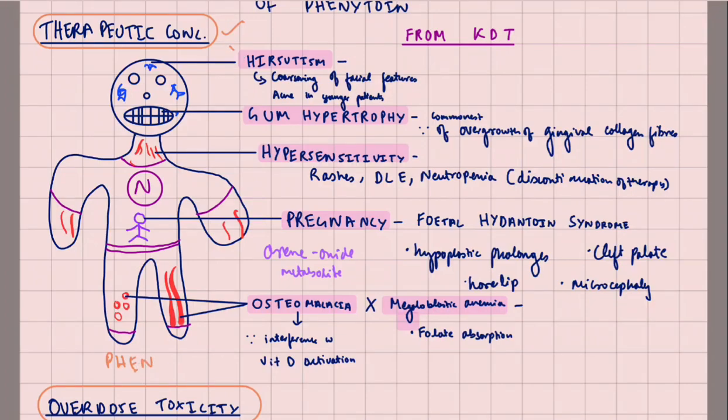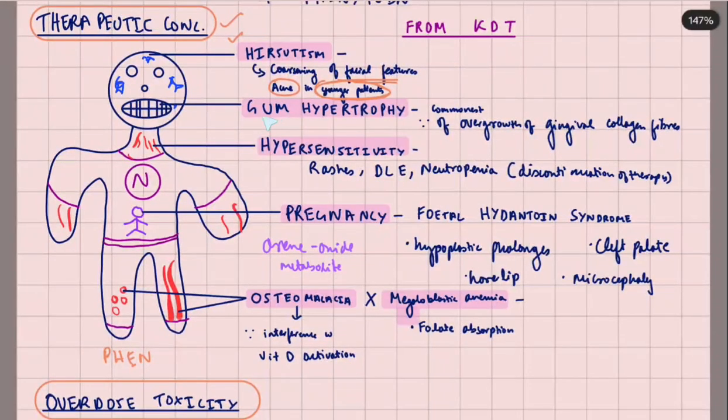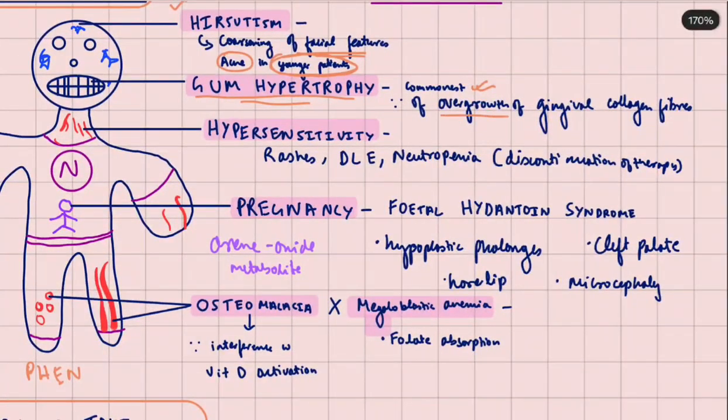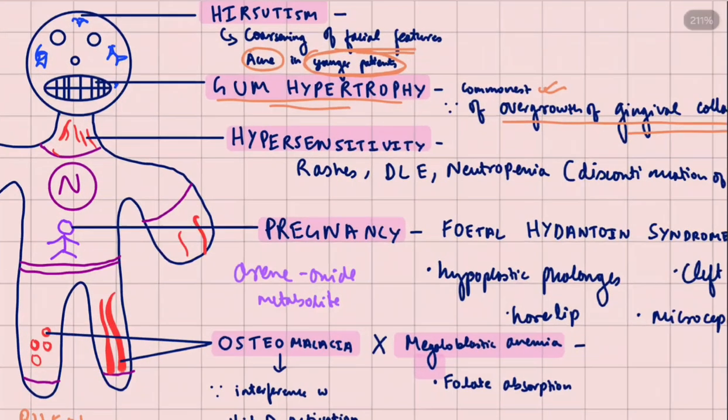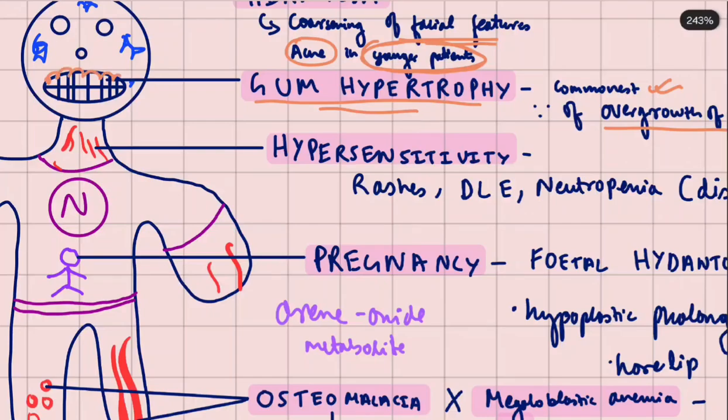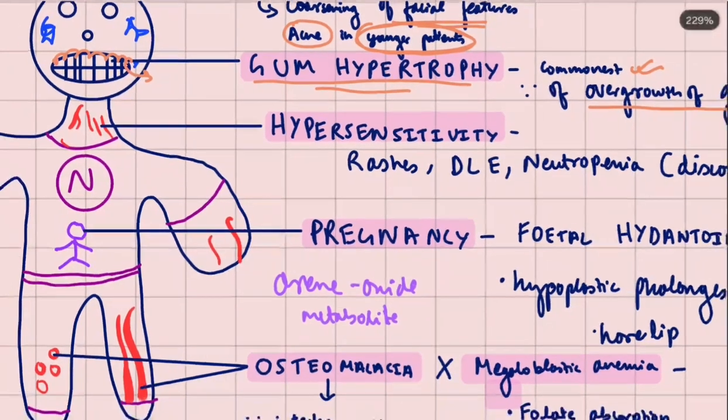The first thing that we notice is hirsutism, in which you can see that there's coarsening of the facial features and acne. This usually occurs in younger patients. Then we have gum hypertrophy. This is the most common adverse effect of phenytoin, and it happens due to overgrowth of gingival collagen fibers, and that is why there is gum hypertrophy and bleeding from the gums.